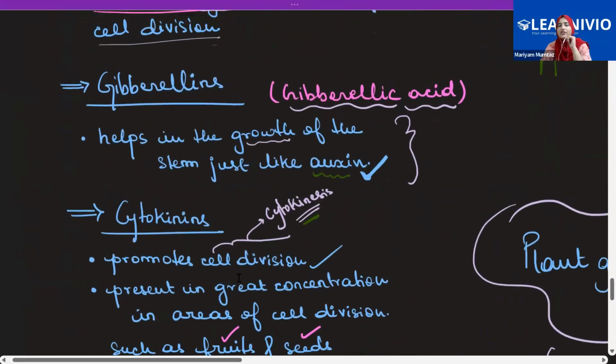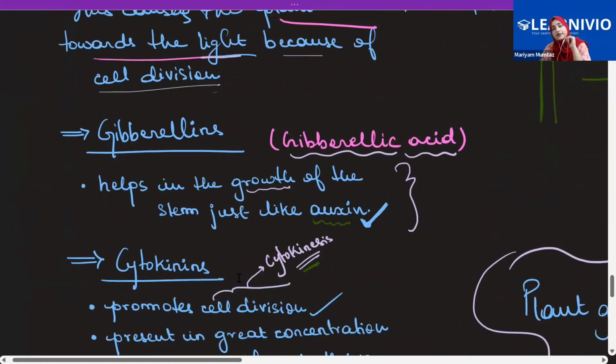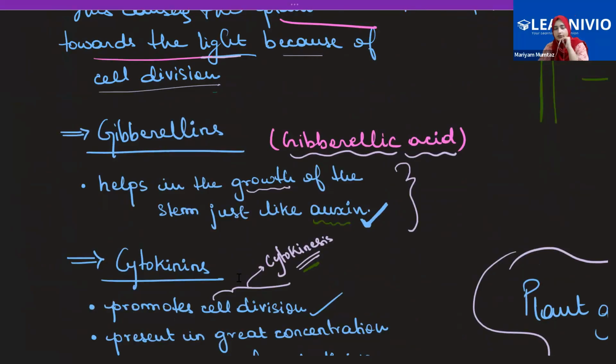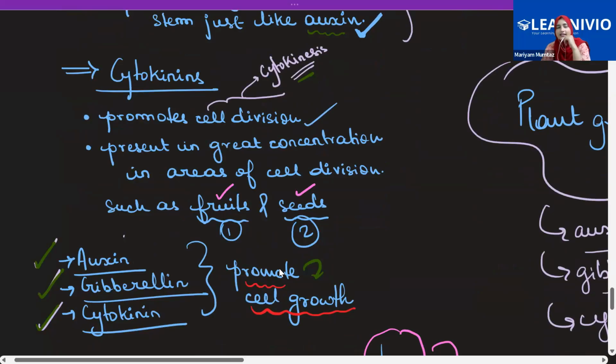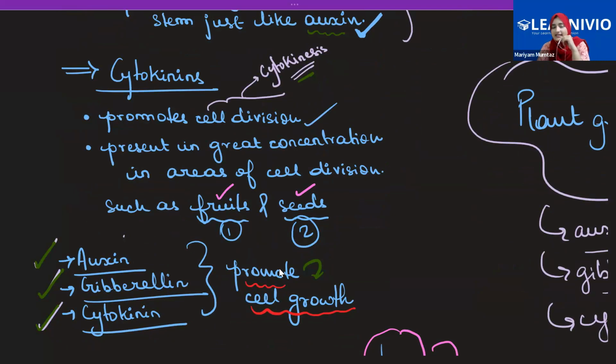Now, after that, we have the gibberellins. Gibberellins or gibberellic acid work just like how auxin does. What they do is help in the growth of the stem, just like auxin. After that, there come cytokinins. Now, the word cytokinin comes from the word cytokinesis, which is the division of the cell or the division of the cytoplasm. So these cytokinins are the ones that promote cell division. They are present in great concentration in areas of cell division. Wherever there is active cell division taking place, these cytokinins are there in a very great amount, such as in the fruits and the seeds.